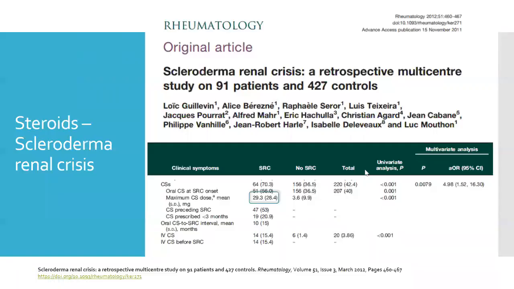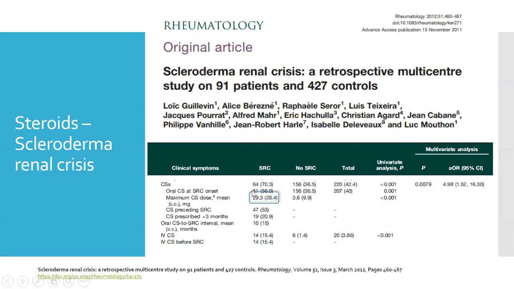So to begin with, why not steroids, or why not steroids in higher doses? Again, as we discussed earlier, there is an increased risk of scleroderma renal crisis with corticosteroid use. This study looked at 91 patients with scleroderma renal crisis, and they looked at different risk factors for scleroderma renal crisis. One of the things that came out was corticosteroid use.